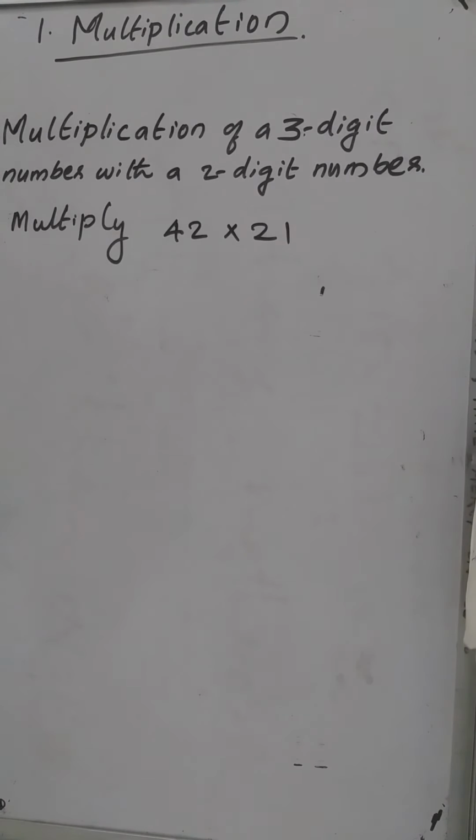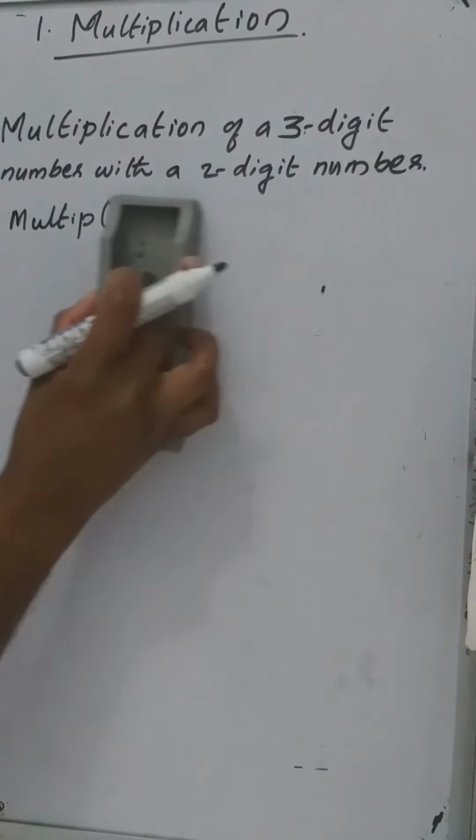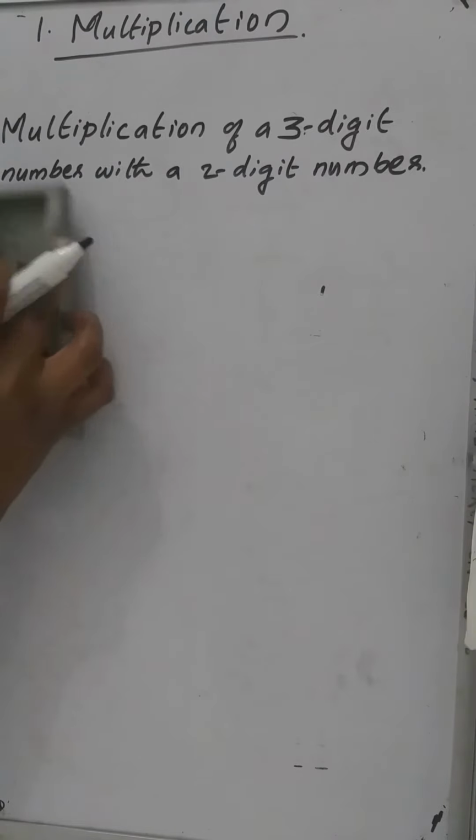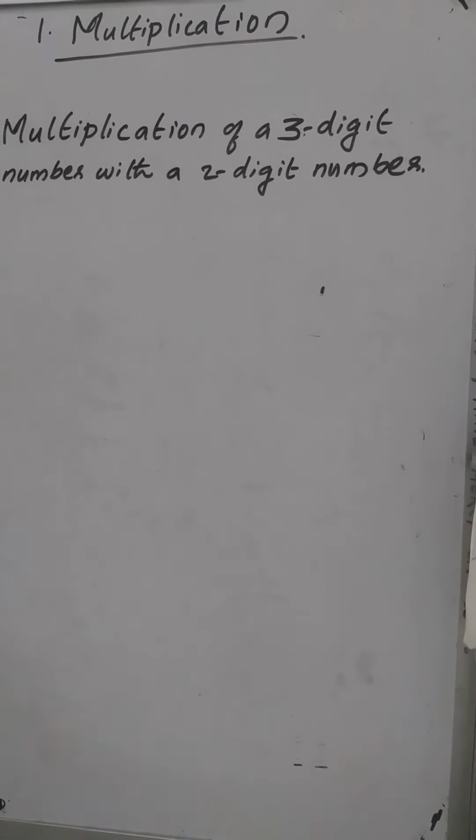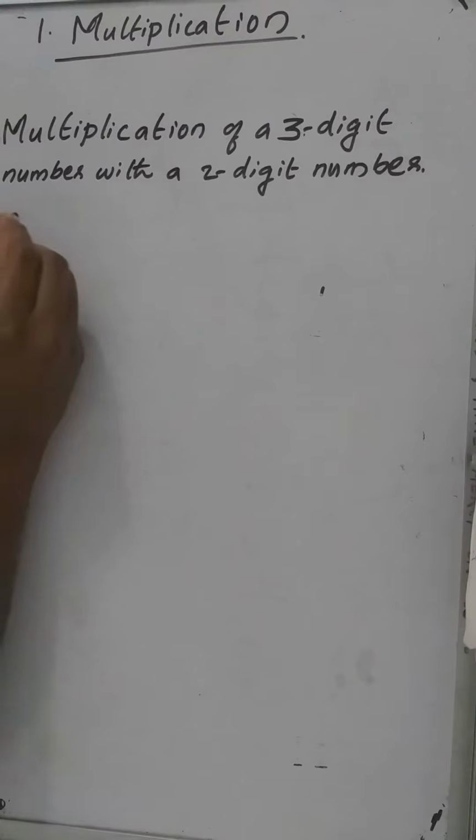Now multiplication of a 3-digit number with a 2-digit number without regrouping. In this case also the multiplication procedure is the same. The only difference is the multiplicand is a 3-digit number. Let's do one example.